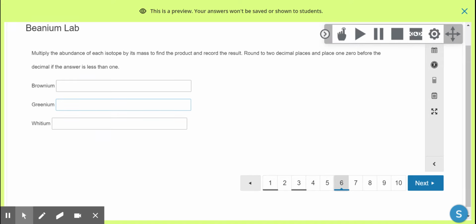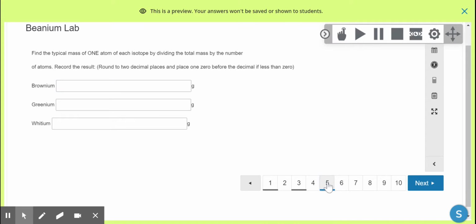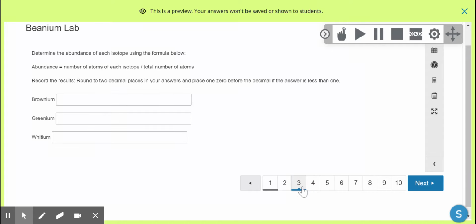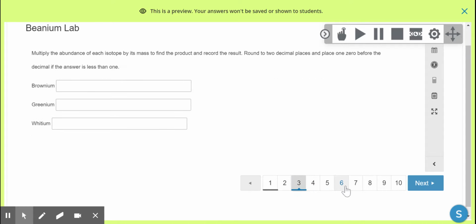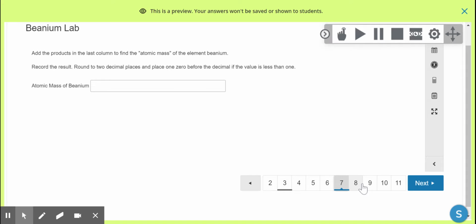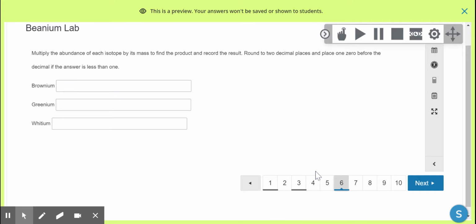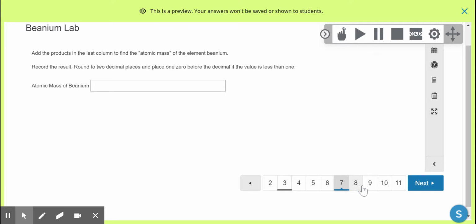And then the last one is you're going to take the individual mass, which you got here in question 5, and multiply it by the abundance that you got in question 3, and then that will be your answer. And then lastly, you're going to add all those up and round to 2 decimal places and 0 if it's less than 1 in the ones place, and then that's your answer for 7. So you're adding up all the ones in question 6, and that'll equal question 7.